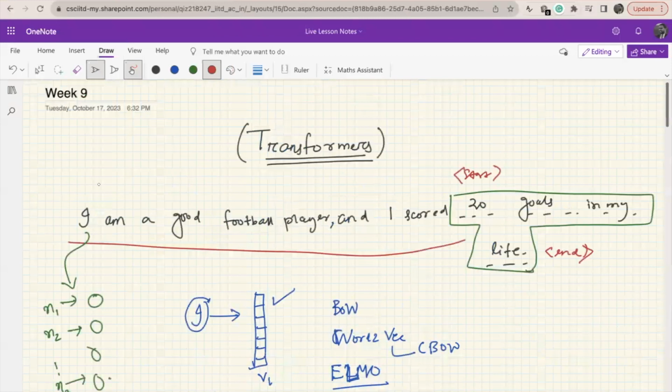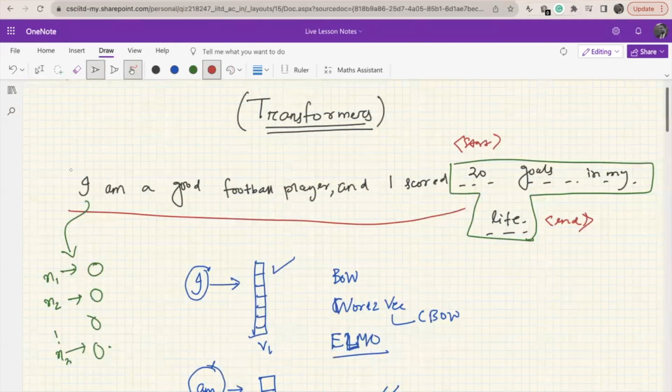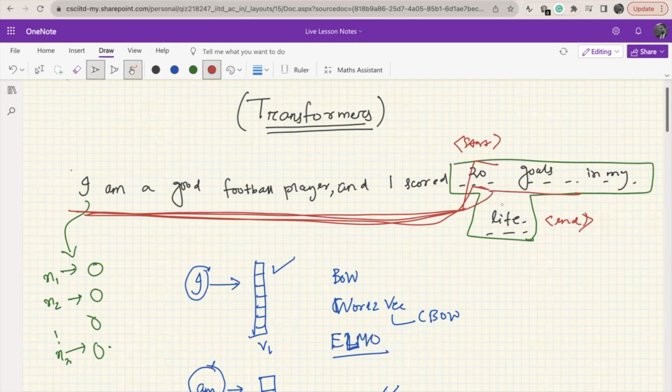That is, in the first iteration I'm looking at the start. In the second, I look at start and 20. In the third iteration, I'll look at start, 20 and goals. In the fourth, I'll come till in. In the fifth, I'll come till my. In the sixth, I'll come to the end of the sentence, that is life.